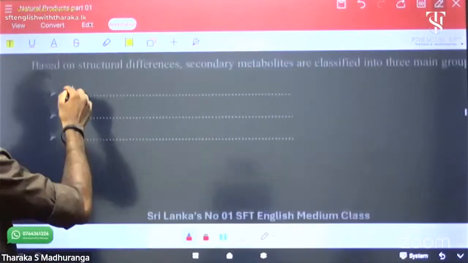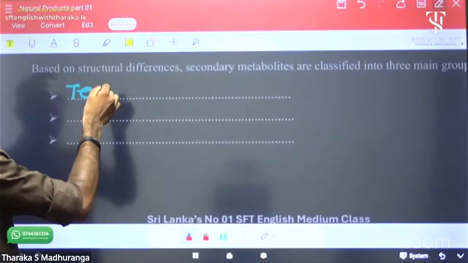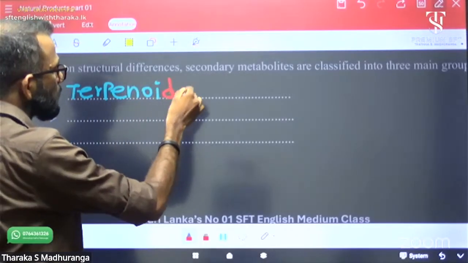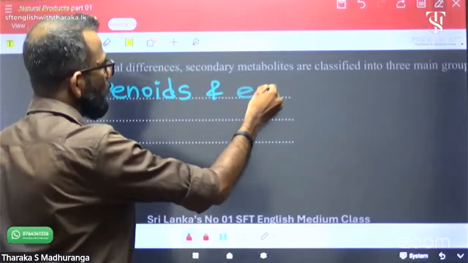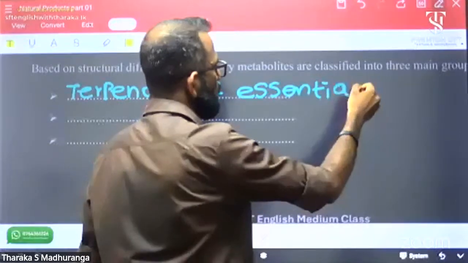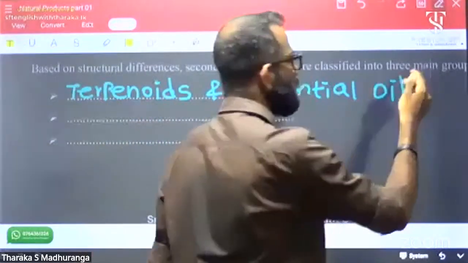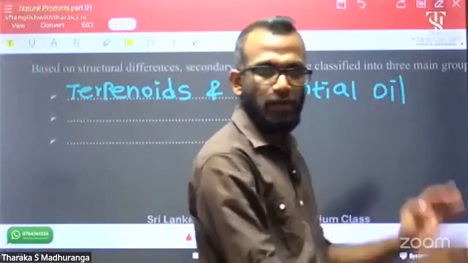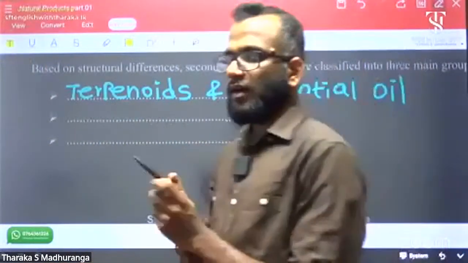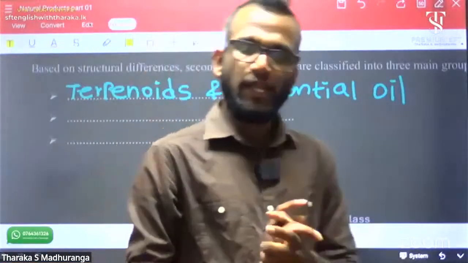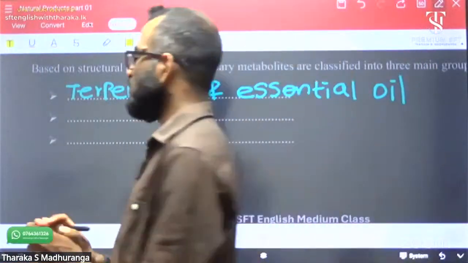Terpenoids and essential oil. Sometimes we can take them as two. Terpenoids, and second, essential oil. Normally their characteristics are the same. That's why we call them terpenoids and essential oil.